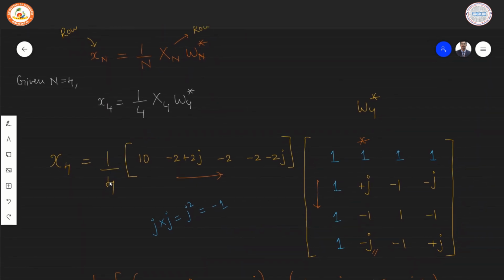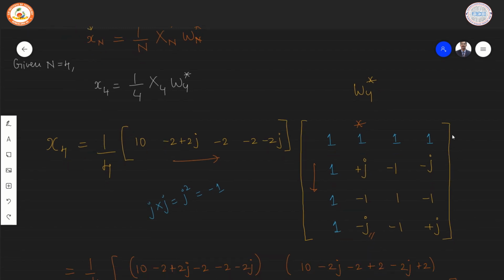First we have 1 by N, that is 1 by 4. Then we have the input, that is X of k, written in the form of a row. And then we can see the twiddle factor matrix. It's identical to the previous, but please note the sign of the j terms. The real terms will not be affected, only the imaginary terms we have to take the complex conjugate. Therefore, on the principal diagonal you can see the j sign is plus and the other j is negative. This is called the complex conjugate.